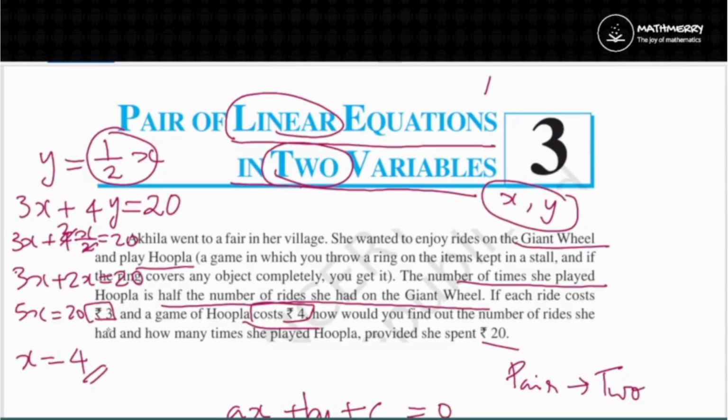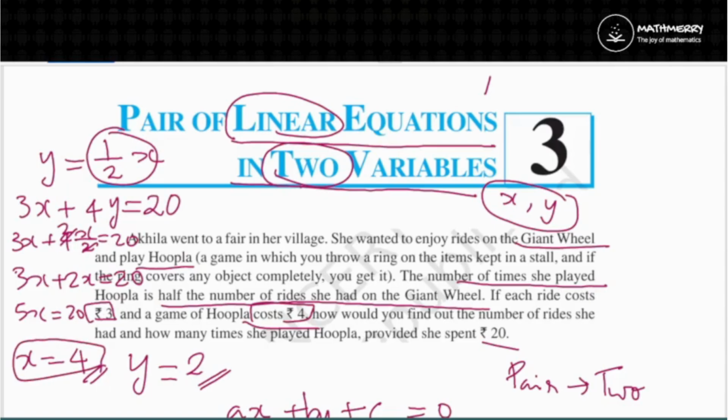So the number of times she took the ride on the giant wheel is 4 times. And the number of times she played hoopla will be half of x, that will be 2. She played hoopla 2 times and she took the giant wheel ride 4 times.